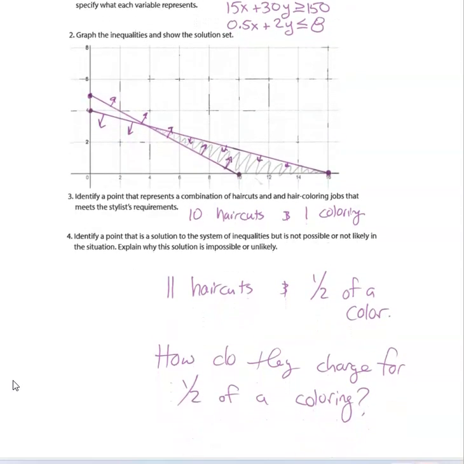Identify a solution that just doesn't really make sense. If you look, you can see it looks like 11 and 1/2 seems like it's double shaded, but how are they going to do 11 haircuts and half of a coloring? I guess possibly they could say I just want half of my hair colored, but it still just doesn't make sense. You could also look at something that had half of a haircut.